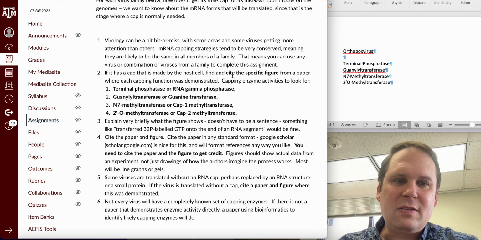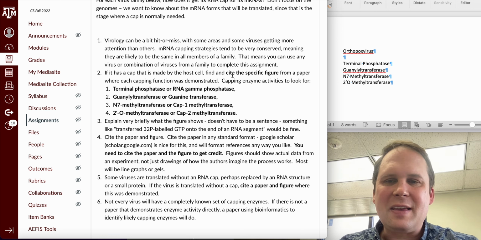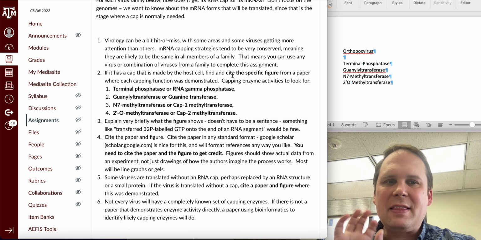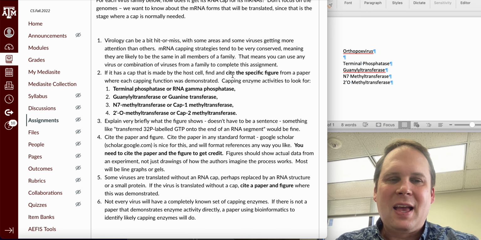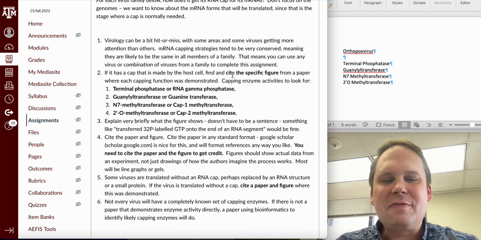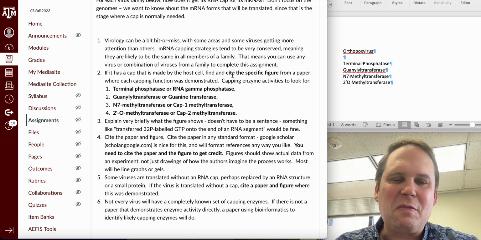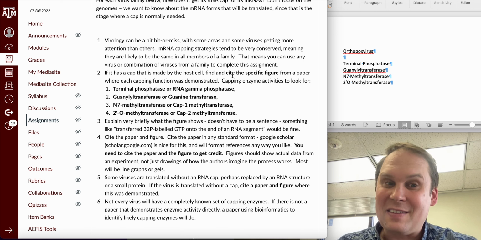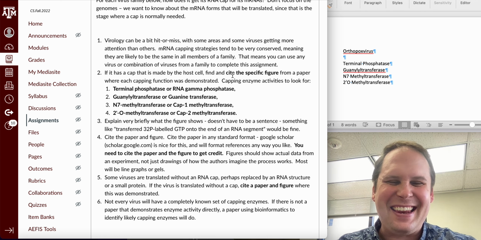The other way to find them is just through Google Scholar, and I'll show you an example of that in a moment. But we want to find the paper, and then in the paper, I don't just want you to find the words like, oh yeah, it's totally a guanylyl transferase. I want you to find me the figure where they show it. They're going to show it with some sort of laboratory test. A lot of times it's going to involve radioactivity, because these may be old papers, and that's how science was done back in the nuclear age, like the 80s.